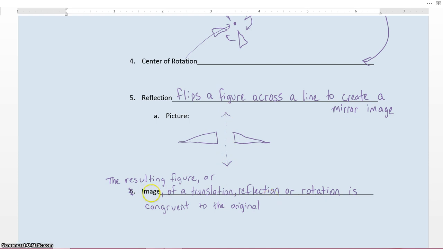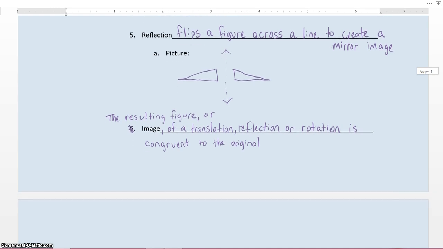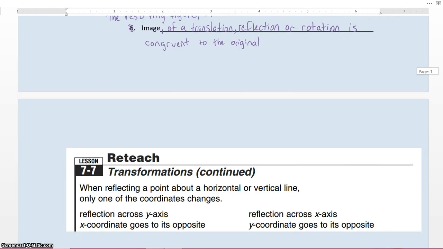And then this is just some more vocab here, the word image. The resulting figure, so when I reflected this from that side to this side, this would be the resulting figure, or sometimes it's called an image of the original figure, is congruent. So it's always going to be the same size. So up here when we're rotating our triangles, they stay the same shape and the same size. All right, go ahead and flip the page. Pause if you didn't get some of that down.